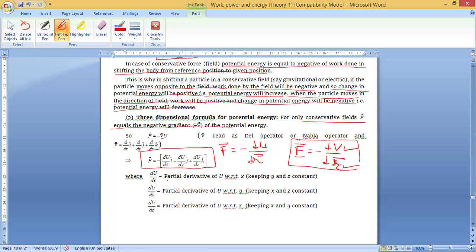So du by dx is the partial derivative of u with respect to x, where y and z are constant. Du by dy is the partial derivative of u with respect to y, where x and z are constant. And du by dz is equal to the partial derivative of u with respect to z, where x and y are constant.